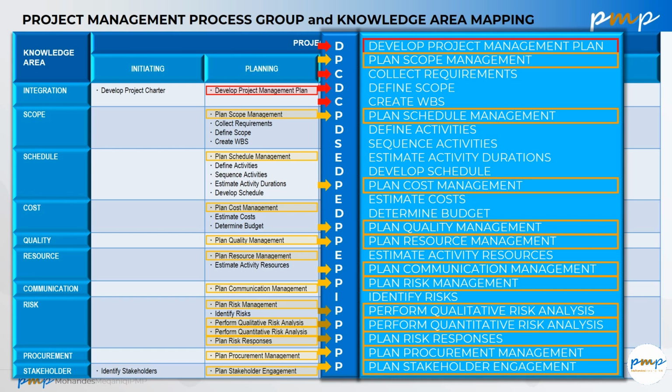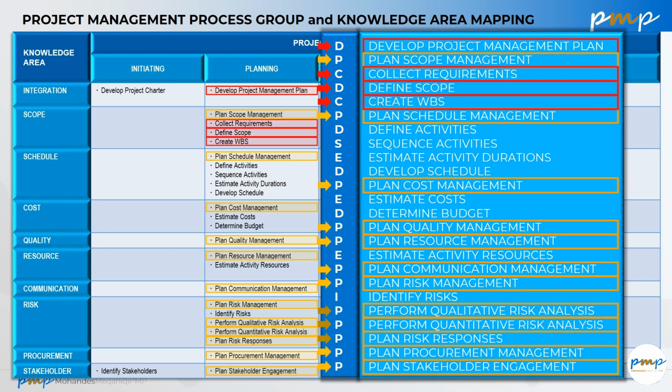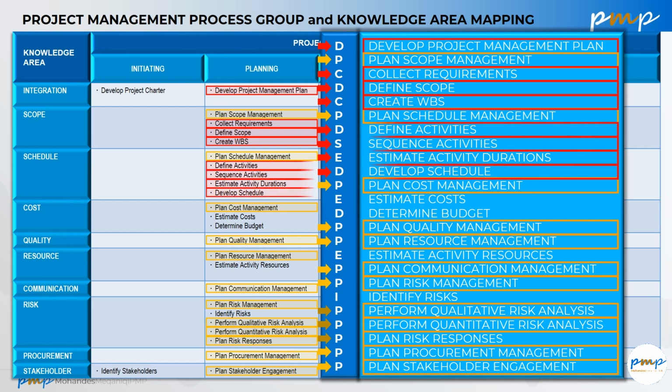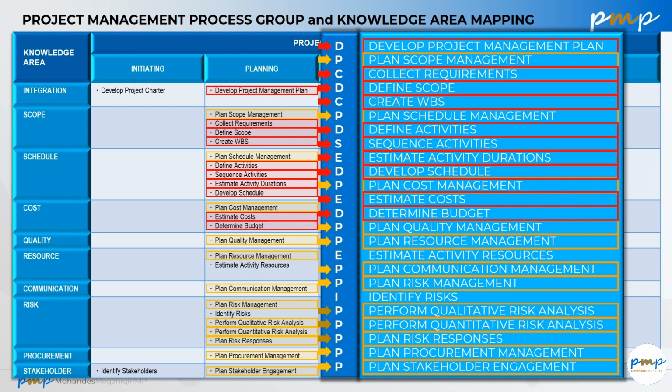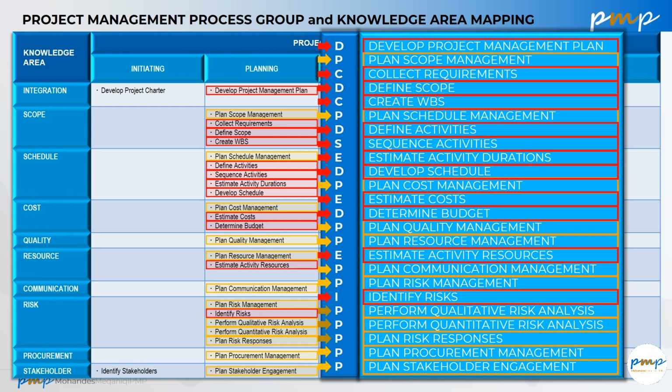So we are left here with CDC for the scope management knowledge area, which are collect requirements, define scope, and create WBS. For schedule, DSED stands for define activities, sequence activities, estimate activity durations, and develop schedule. And ED for the cost management knowledge area are estimate costs and determine budget. The E for the resource management knowledge area is estimate activity resources, and the I for the risk management knowledge area is identify risks. Now, let's move to the executing process group.